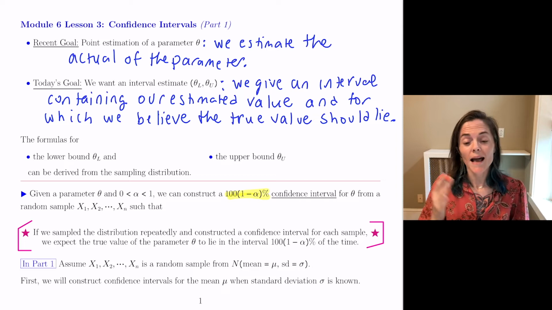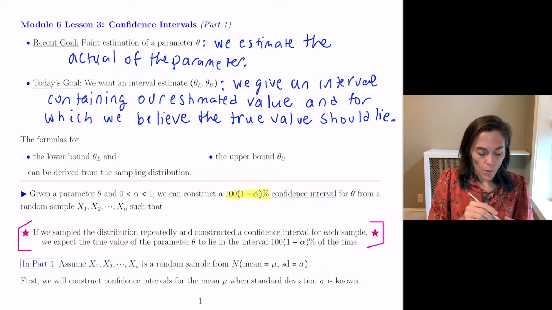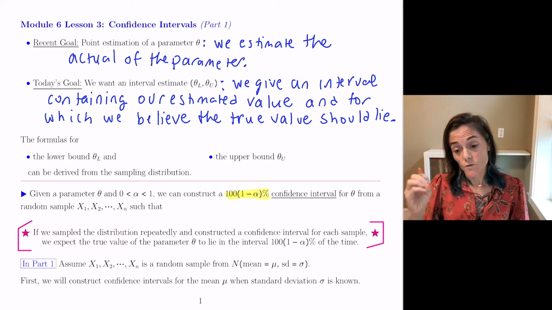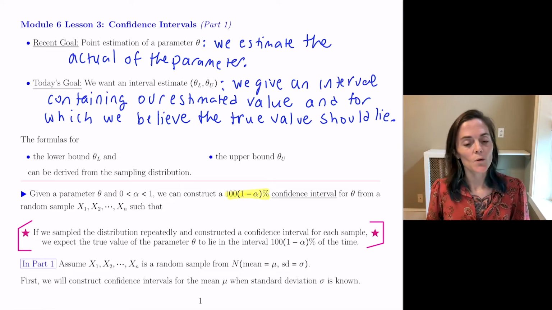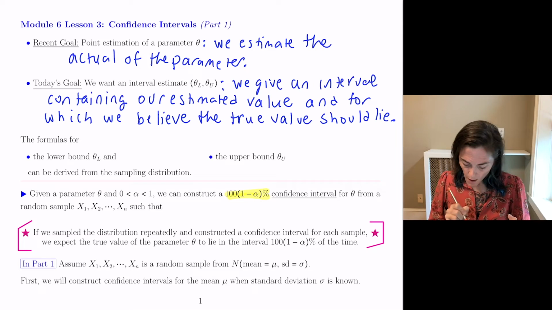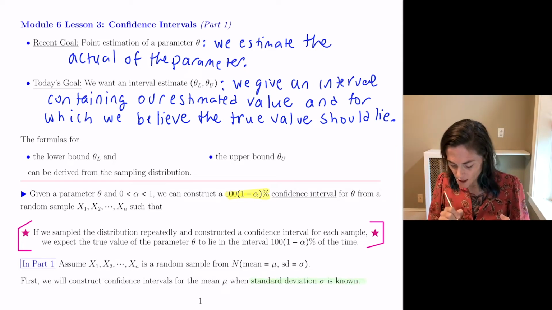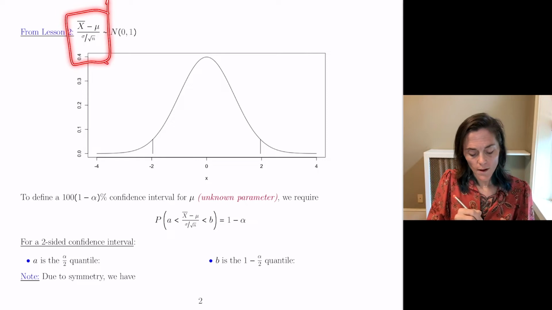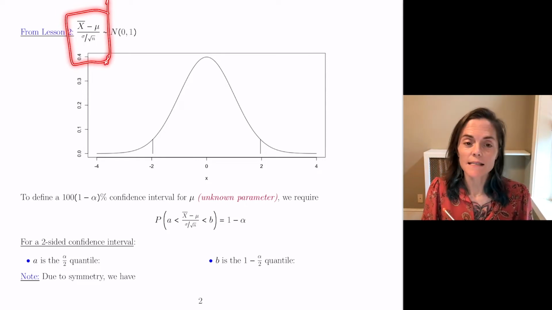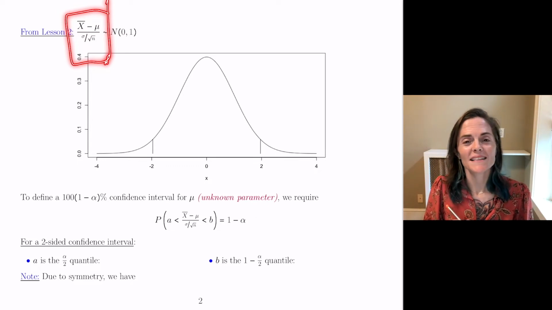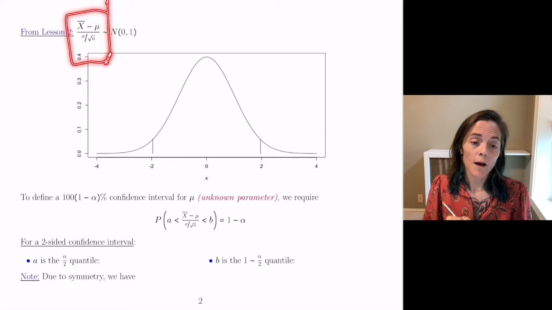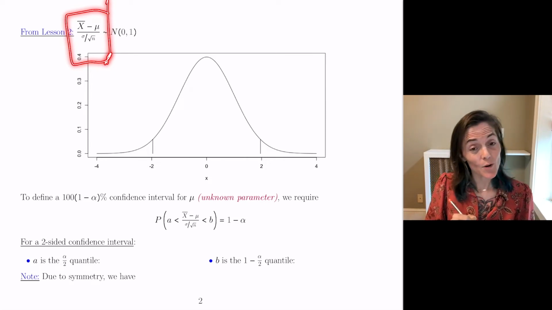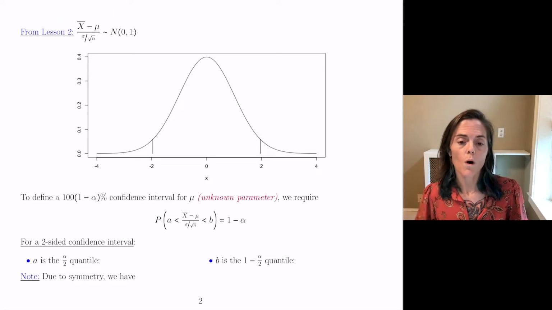Throughout this, I'm going to assume x1 through xn is a random sample from a normal distribution with mean mu, standard deviation sigma. And moreover, in part one, we're going to be creating confidence intervals for the mean, mu. So first, in this video, I have this assumption that the standard deviation sigma is known. Okay, so from the last lesson, we know this random variable where you take x bar, the mean of our random sample, minus mu divided by this known standard deviation sigma over the square root of n. This is a standard normal random variable, so it's distributed as N of 0, 1.